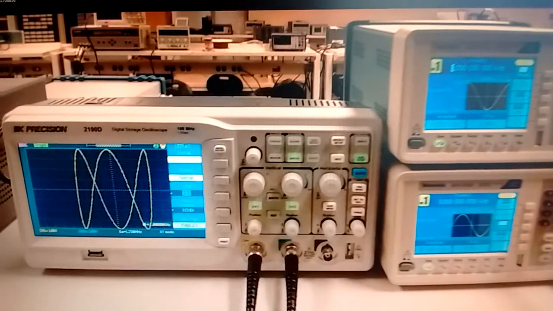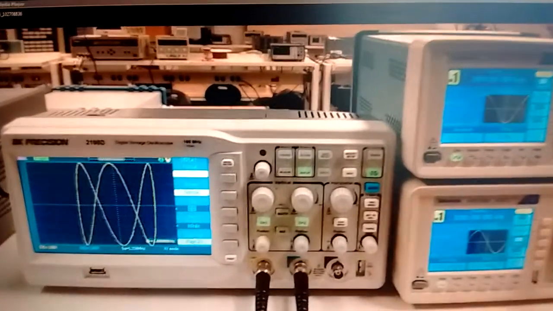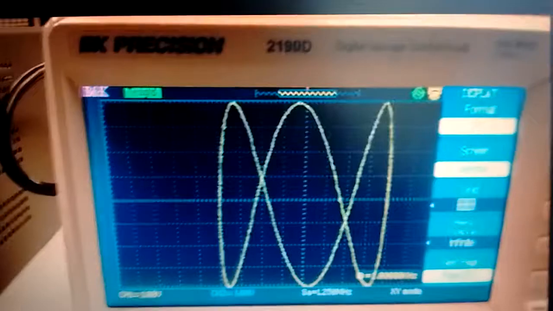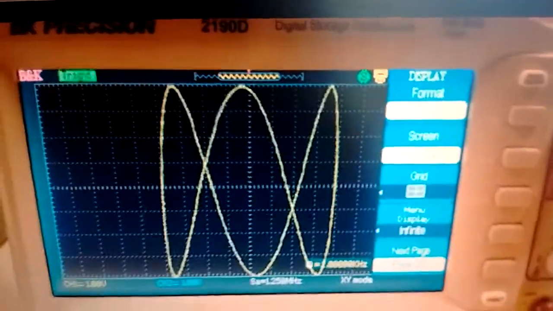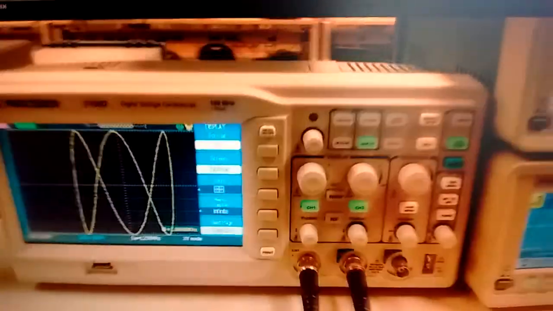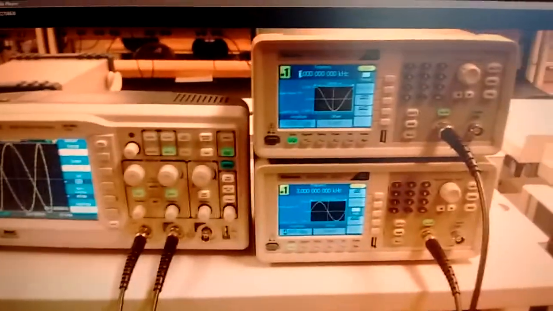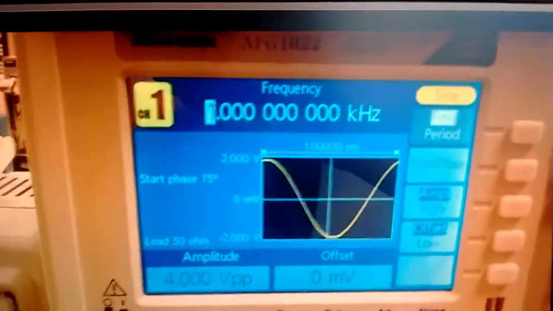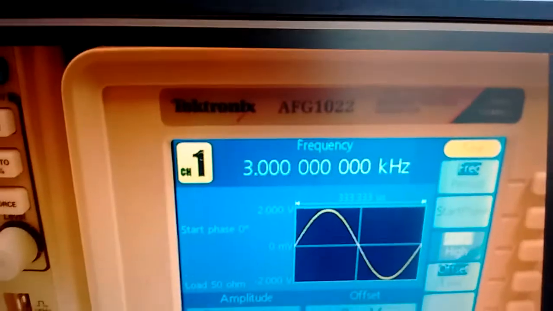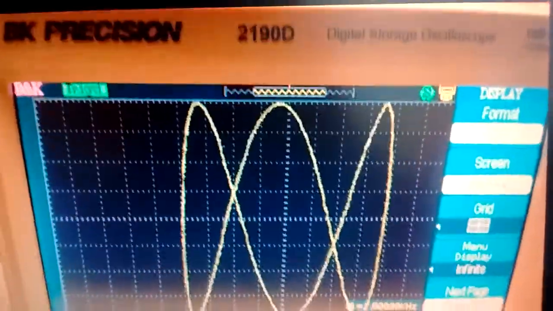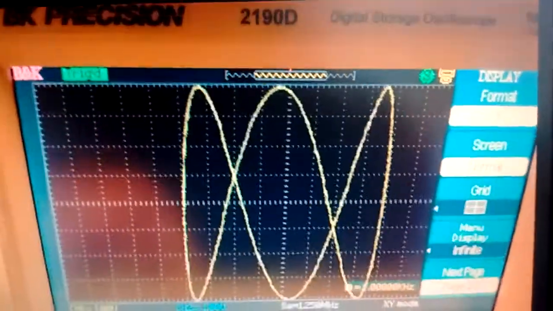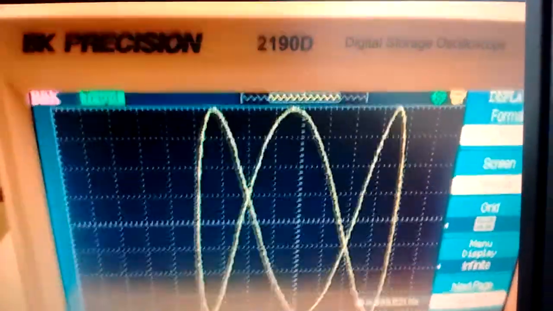Here we used a scope to see the curves, and we used two sinusoidal function generators. One for the x-axis with a frequency of 1 kilohertz, the other one for the y-axis with a frequency of 3 kilohertz. So we get a Lissajous curve with 3 lobes as we expected.